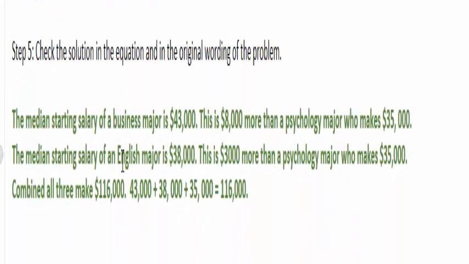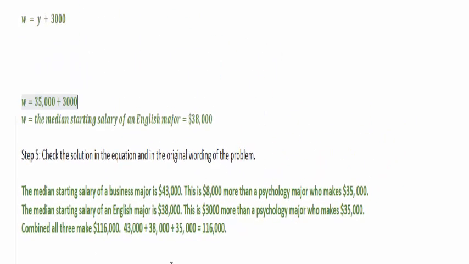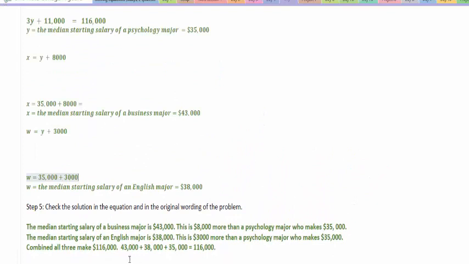Now let's go back to the actual problem and check and see if our solution makes sense. The median starting salary of a business major is 43,000. This is 8,000 more than a psychology major who makes 35,000. And that makes sense, that 8,000 plus 35,000 is 43,000. The median starting salary for an English major is 38,000, which is 3,000 more than a psychology major makes, which does add up. And combined, they should make 116,000. And if I add up everything I got, that is true. So it looks like my answer checks.